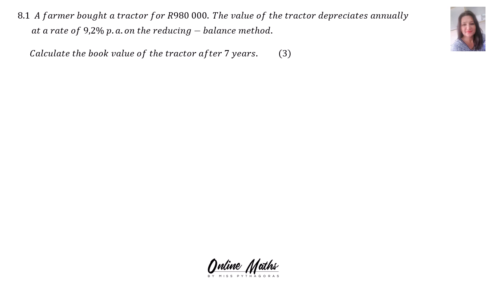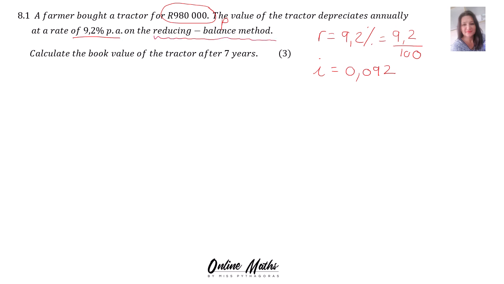So let's do it. A farmer bought a tractor for 980,000. That is your P value, the principal value. The value of the tractor depreciates annually at a rate of 9.2% per annum. So rate R is 9.2%, and then we write it as 9.2 over 100, and then it becomes I. I is 0.092. On the reducing balance method, that is what's telling us which formula to use.